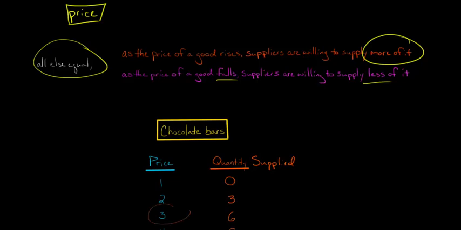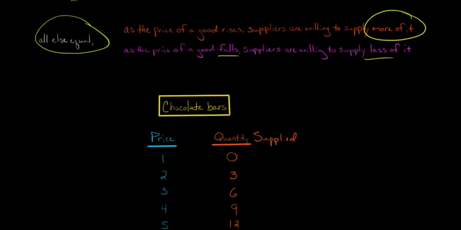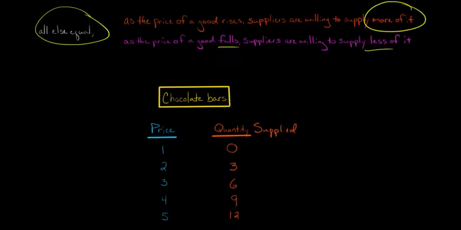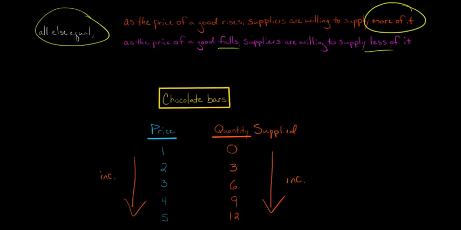If the price is at $3, then they'd be willing to supply 6 chocolate bars. And so we see that as the price goes higher and higher, and ultimately gets up to $5, the quantity supplied goes higher and higher. At a price of $5, they're willing to supply 12 chocolate bars, whereas if the price were only $1, they won't supply any chocolate bars at all. And so that reflects our law of supply. As the price of the chocolate bars is increasing, the quantity that producers are willing to supply is also increasing. So an increase in the price leads to an increase in the quantity supplied.